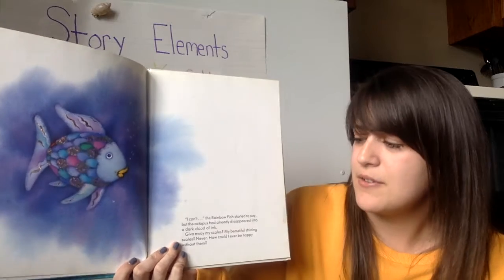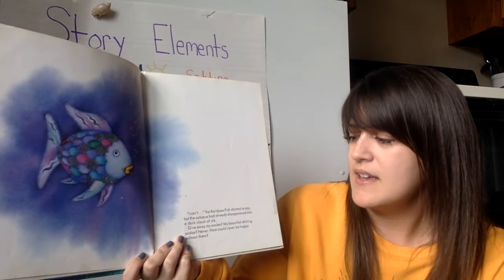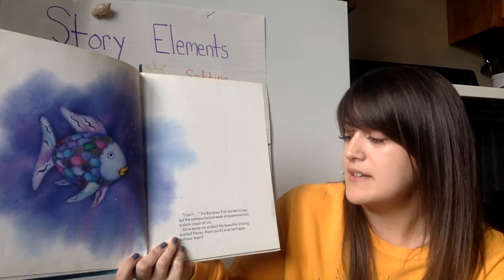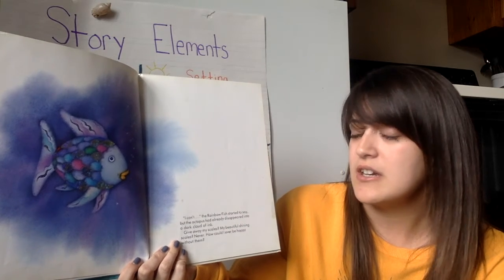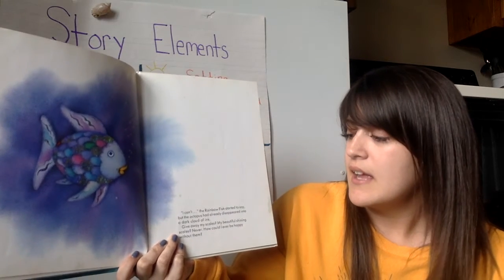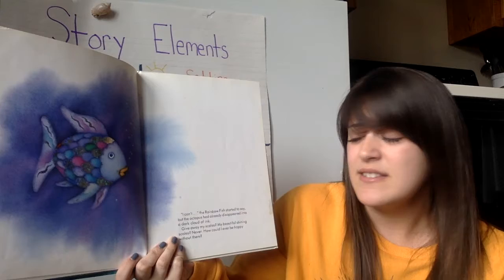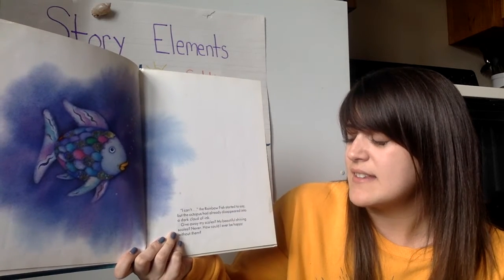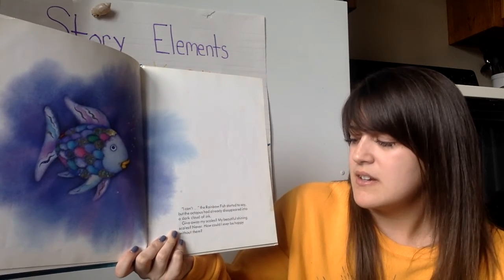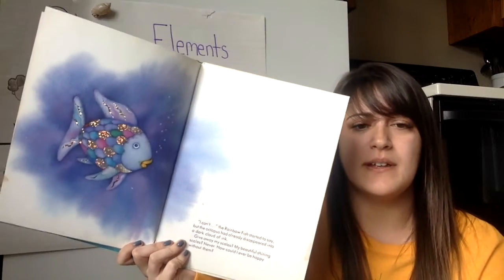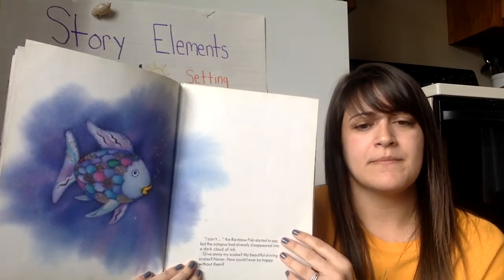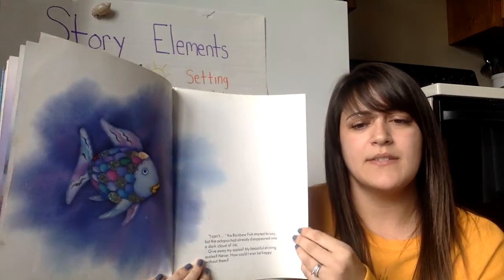"I can't," the rainbow fish started to say, but the octopus had already disappeared into a dark cloud of ink. "Give away my scales? My beautiful shining scales? Never. How could I ever be happy without them?" I wonder if the scales make him happy.